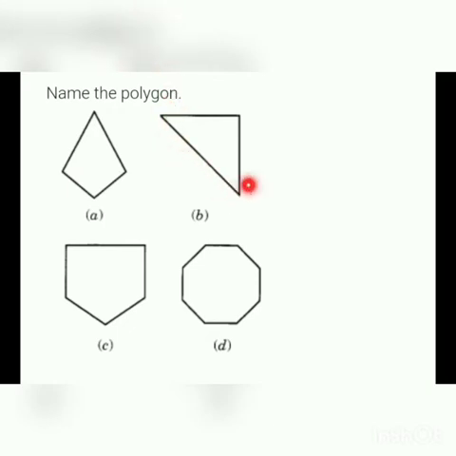Now this, how many sides are there? 1, 2, 3. What is a 3-sided polygon? Very good, triangle. Now here how many sides are there? 1, 2, 3, 4, 5. What is a 5-sided polygon called? Pentagon. Next question. How many sides are there? 1, 2, 3, 4, 5, 6, 7, 8. What is an 8-sided polygon called? Octagon. So we are naming the polygons based on their sides.